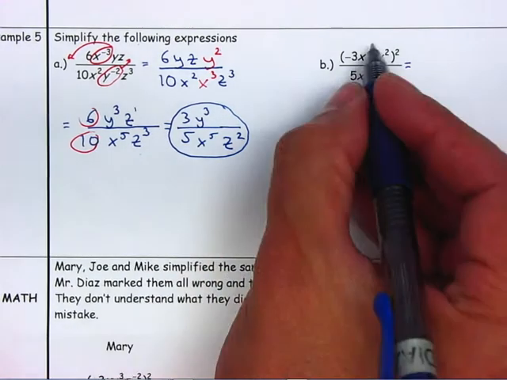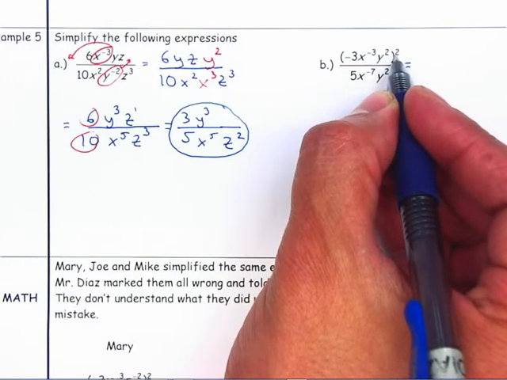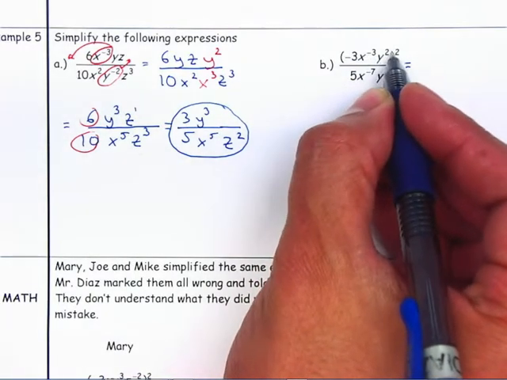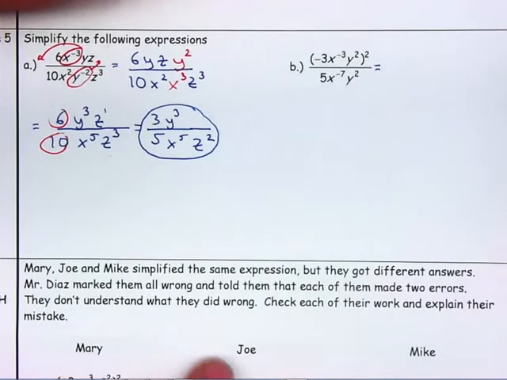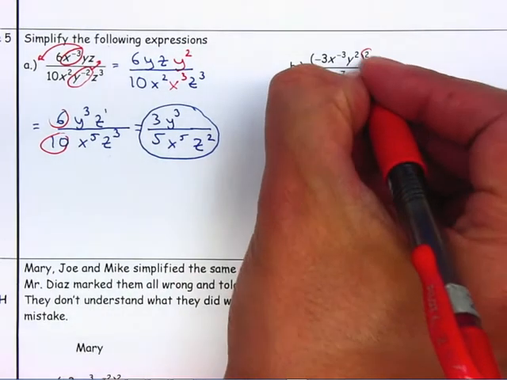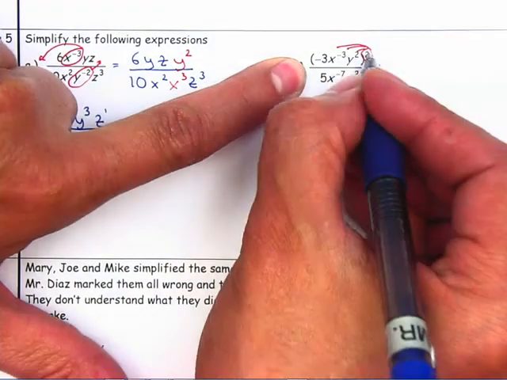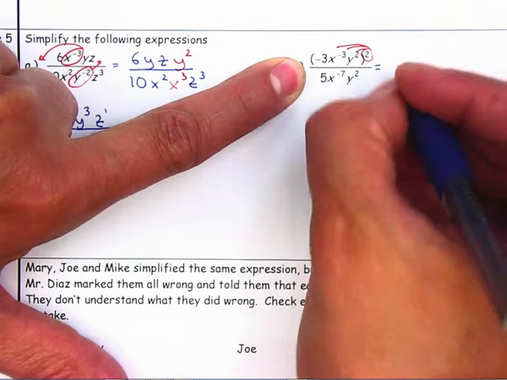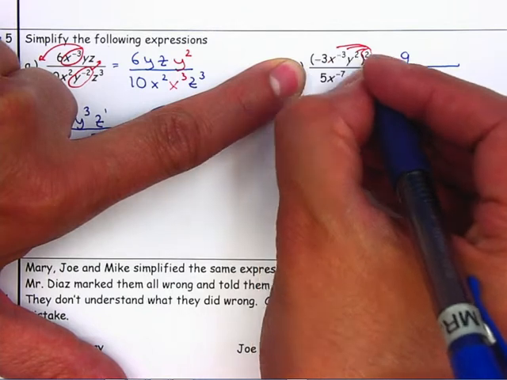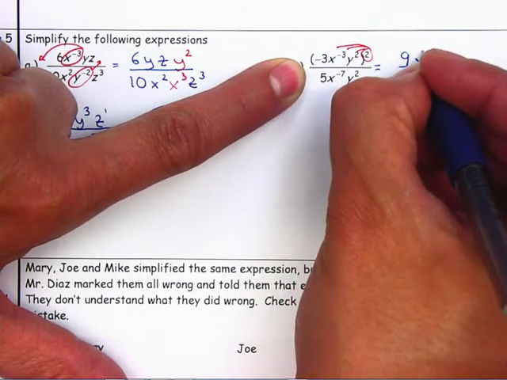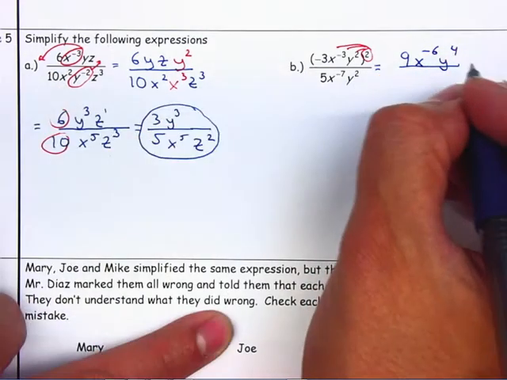For letter B, even though you have a negative exponent, you can't bring it down because of the second power. You need to simplify the numerator first. So let's go through the process. Distributive property first on the exponent. Now remember that this is negative 3 to the second power. Negative 3 times negative 3 is positive 9. Negative 3 times 2 is negative 6. And 2 times 2 is 4.